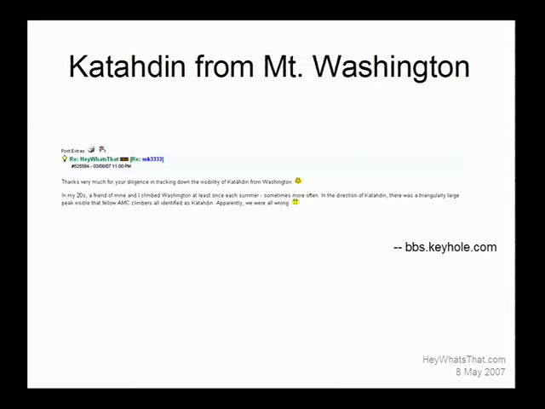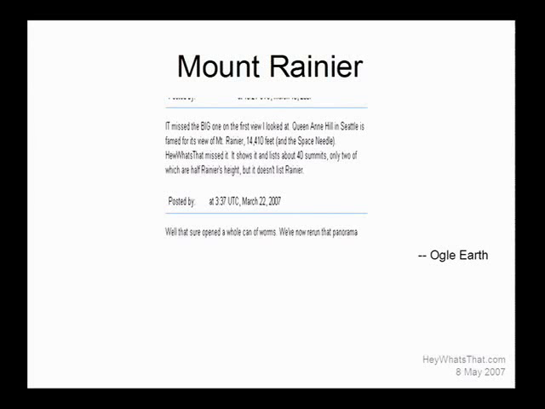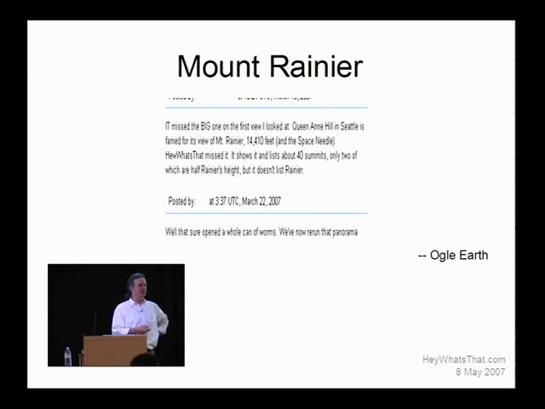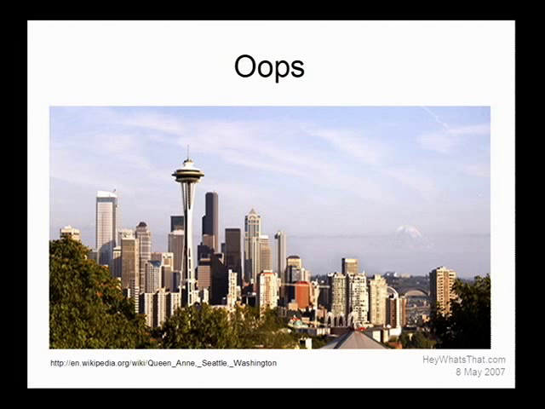That happens frighteningly often. Same thing with Mount Rainier. It missed the big one. The first place I looked was Queen Anne Hill in Seattle, which is famous for its view of Mount Rainier. So I thought, well, I know that he's going to be wrong. This is great. And then I searched for Queen Anne Hill, and I can't say you can't see it.